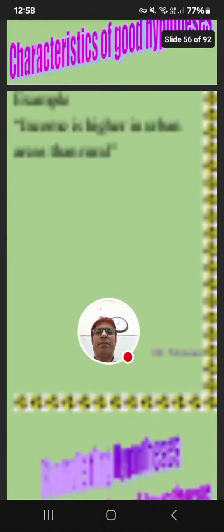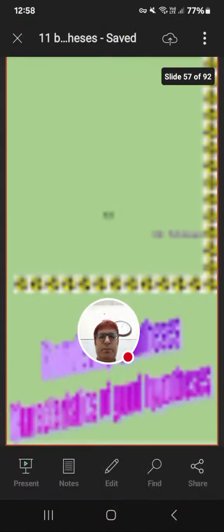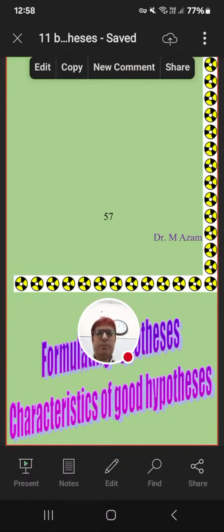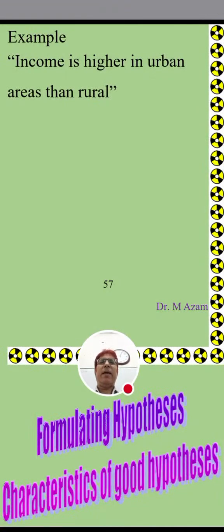Example. We are on slide 57. Income is higher in urban areas than rural. What is the direction of the relationship here?